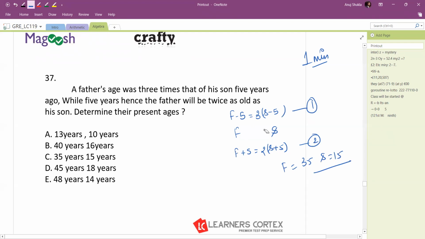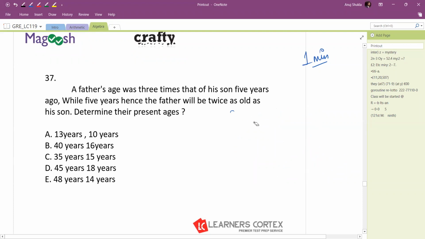Another way is a little complex, but that is actually easier. You write F here and you write S. Suppose here is the present age, 5 years here and 5 years here. 5 years back, what they are saying is, if son's age is 1 unit, the father's age is 3 units. Yes or no? 5 years afterwards, if son's age is 1 unit, the father's age is 2 units. That is what they are saying.